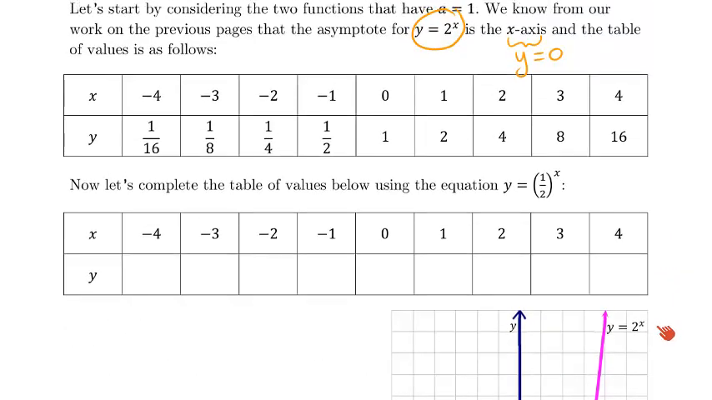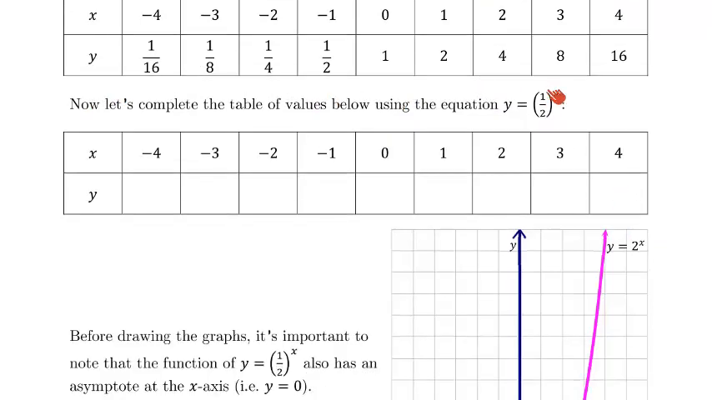How nice! Now, let's complete the table of values below using the equation y equals a half to the x. Now with this new b value over here, guys, b equals a half, I'm once again going to revert to figuring out 3 of these points manually. I'm going to sub in x equals minus 4, x equals 0, and x equals 3 into this equation, and we're going to see what the results are.